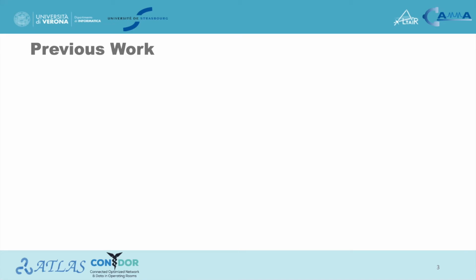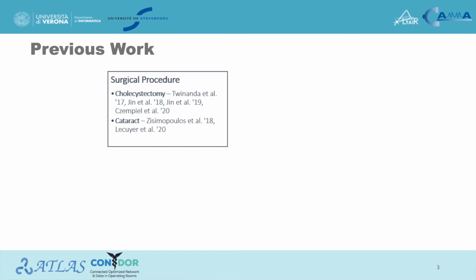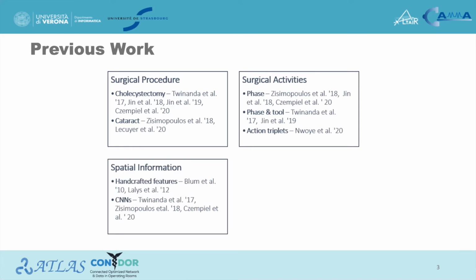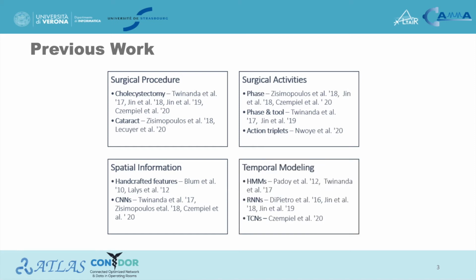Previous work in surgical workflow analysis from surgical videos focused on two types of surgical procedures, cholecystectomy and cataract, in terms of surgical activities, phase and tool, and most recently, action triplets. Initial works made use of handcrafted features to extract spatial information from images extracted from videos, and most recently, CNNs have been employed to do the same. In terms of temporal modeling, many works have explored utilizing hidden Markov models, recurrent neural networks, and most recently, temporal convolutional networks to extract temporal information available in surgical videos.